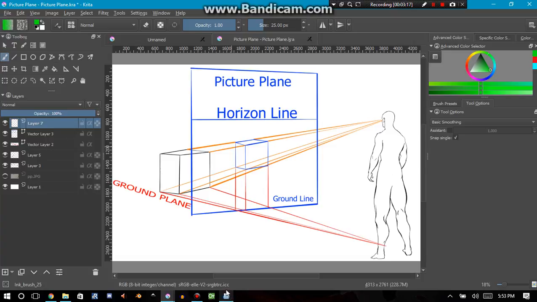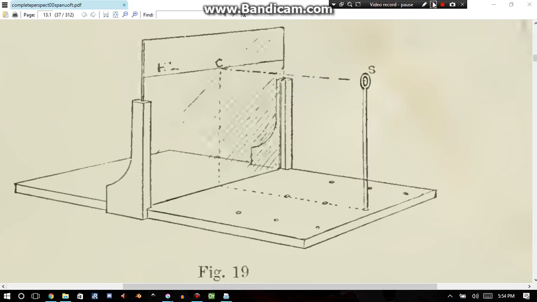So let me show you something. This little contraption here is something that people have created to help them make perspective drawings. Basically, they would set this down on their table or their desk, and they would poke their eye right here and look right through that little eye hole, and this is basically where the horizon line would be.